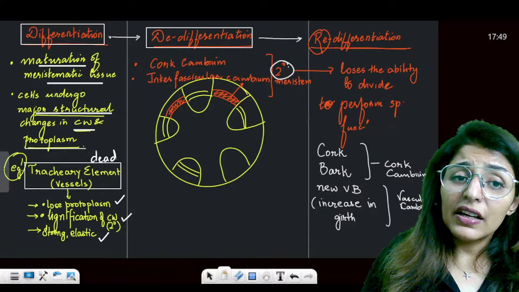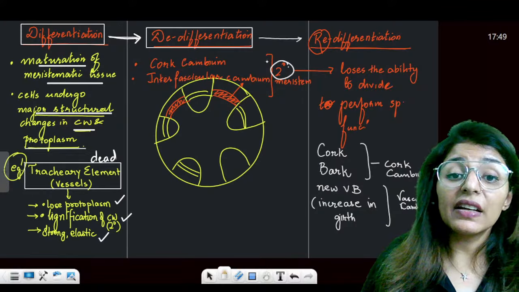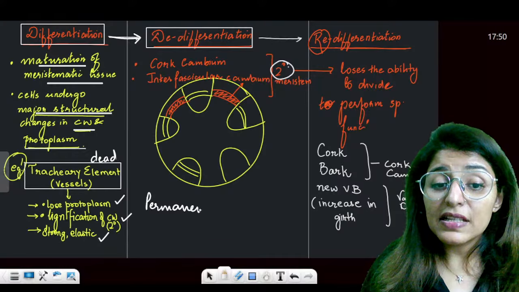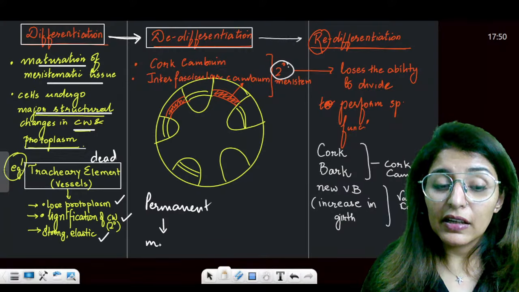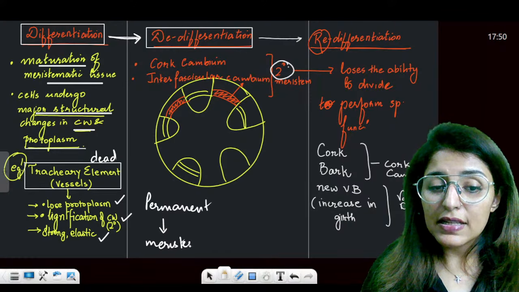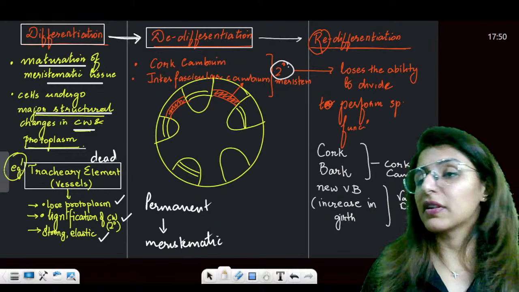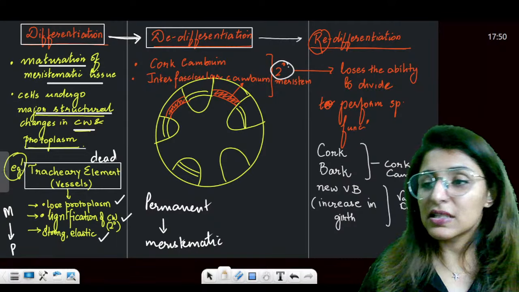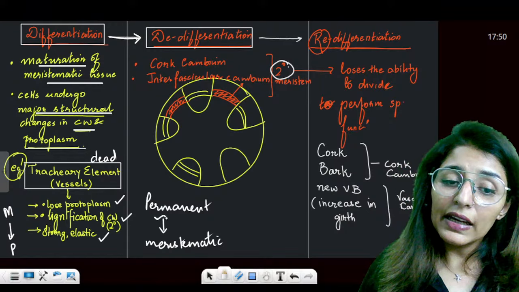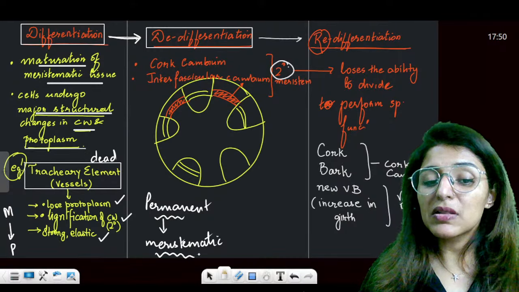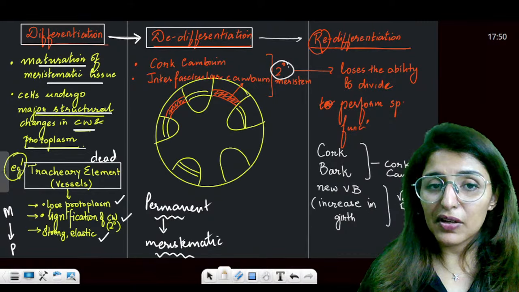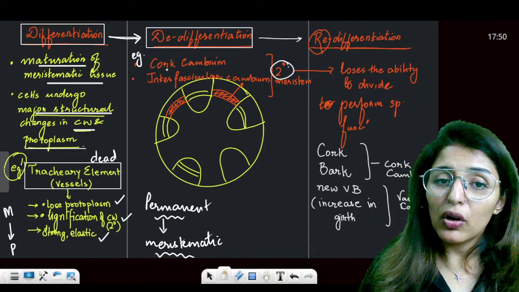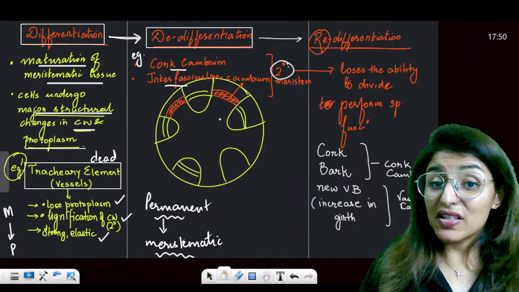So basically, a differentiated cell becomes de-differentiated, and a permanent cell becomes meristematic again. This is known as de-differentiation, right? So when a meristematic cell becomes permanent, this is differentiation, and in times of need, when permanent becomes meristematic again, this is known as de-differentiation. So there are some examples of de-differentiated tissues. We call it cork cambium, interfascicular cambium.